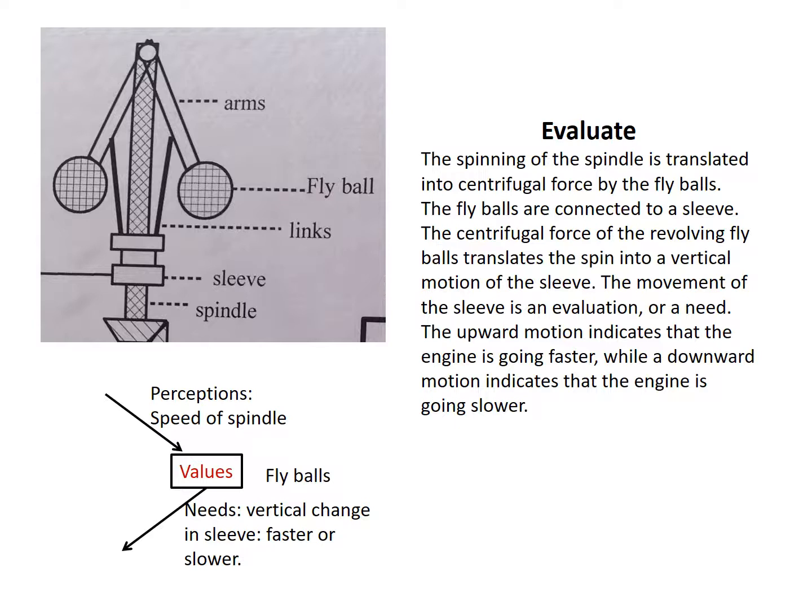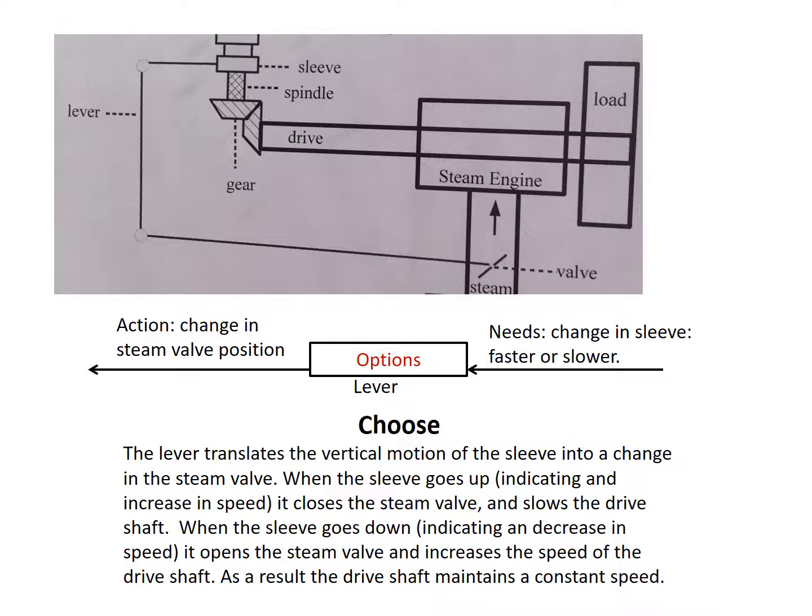So perceptions, namely the speed of the spindle, is translated by the fly balls into needs, the vertical change in the sleeve, faster or slower. Choose.